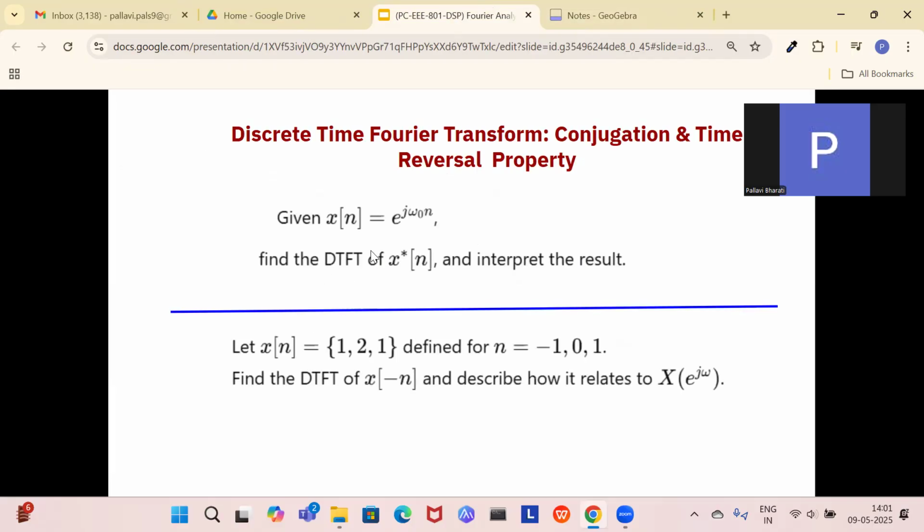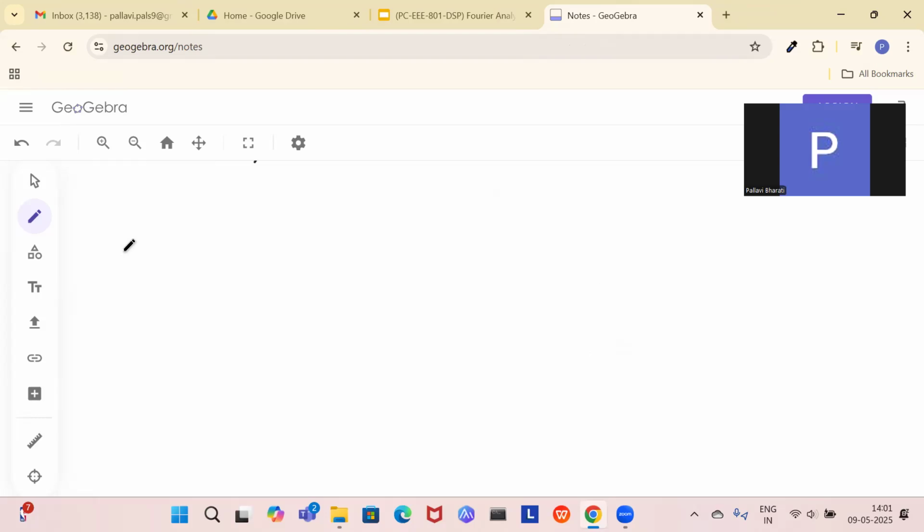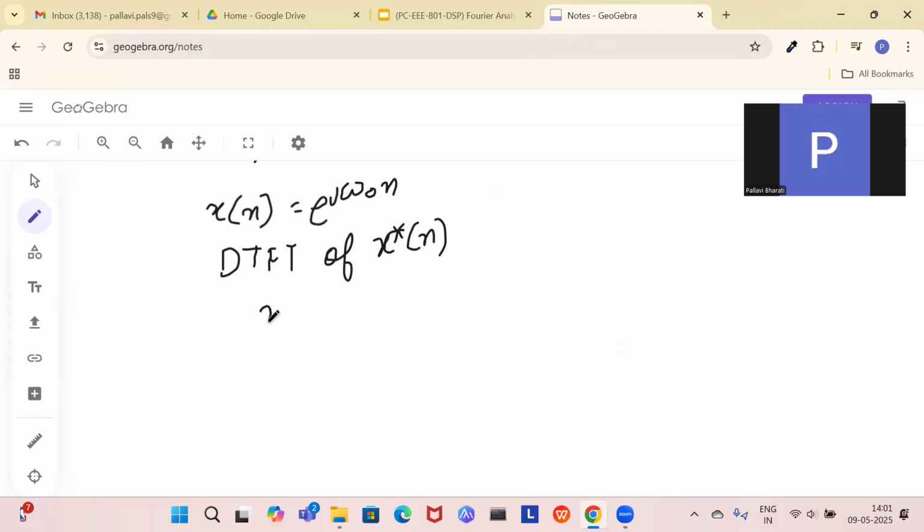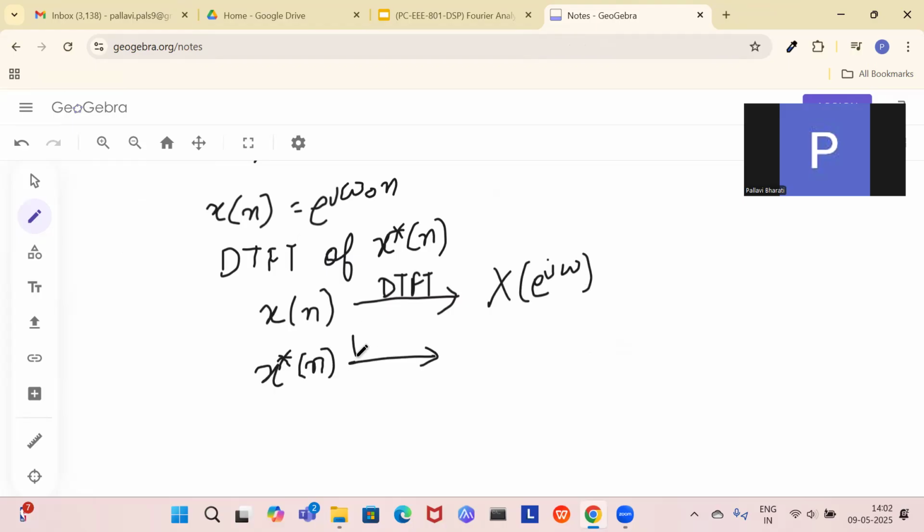So, let us see the question. Given x of n is equal to e to the power of j omega naught n, find the DTFT of x star n and interpret the result. This x star n is basically the conjugate of x of n. So what the property says is that if the DTFT of x of n is X of e to the power of j omega, then the DTFT of x star n, that is the conjugate of x of n, is going to be X star of e to the power of minus j omega. This is the conjugation property of DTFT. Fine. So let us do this question.